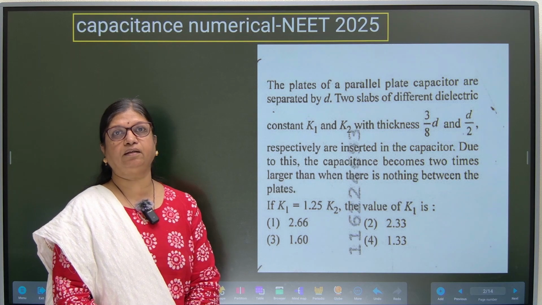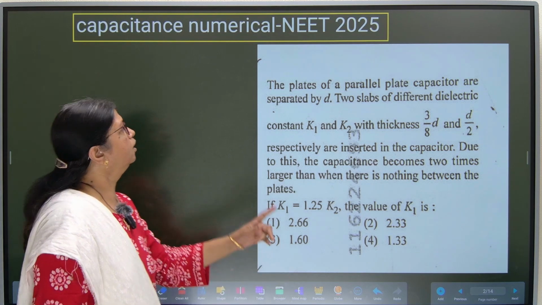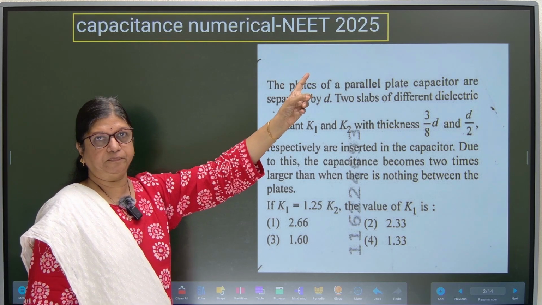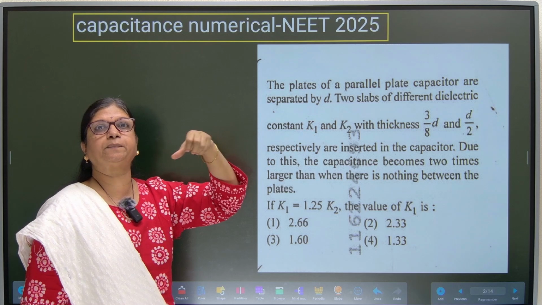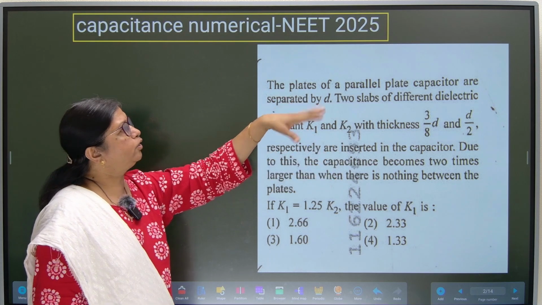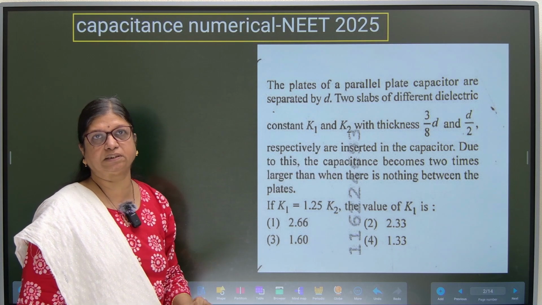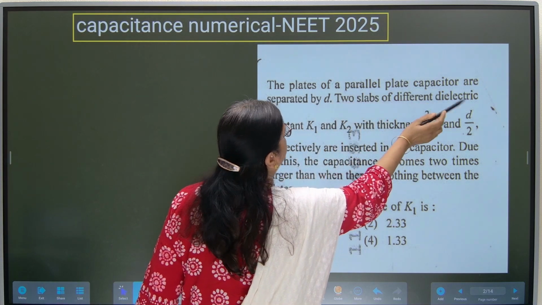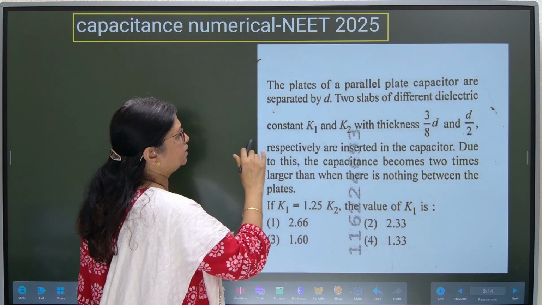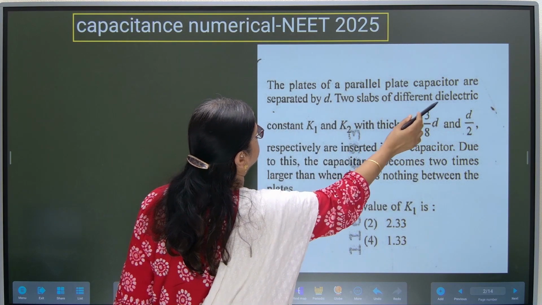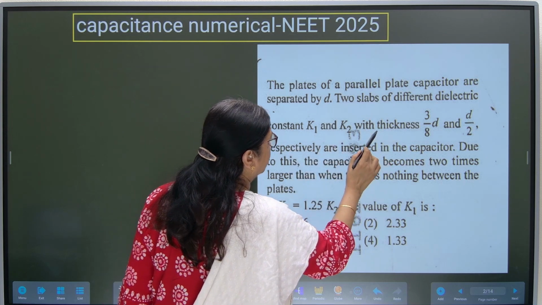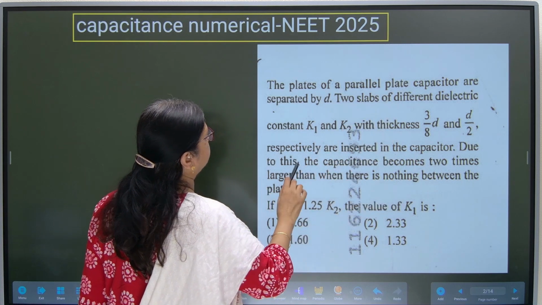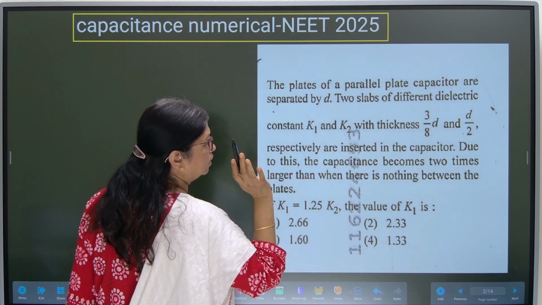Now as you can see here, we have another question from the capacitance concept asked in NEET 2025. In such questions you actually don't have that much time to read and understand. So as you read it, you write what is given to you fast. Speed is very important. Fine. The plates of a parallel plate capacitor are separated by distance d. That is the usual capacitor. Two slabs of different dielectric constants K1 and K2 with thickness of 3d by 8 and d by 2 respectively are inserted in the capacitor.